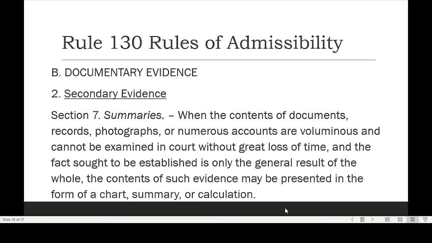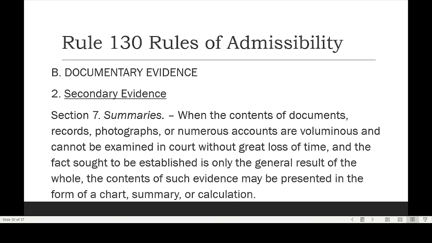So, next is section 7. Summaries. So, this is again another instance of the exception to the original document rule. Okay? When the contents of documents, records, photographs, or numerous accounts are voluminous and cannot be examined in court without great loss of time, and the facts sought to be established are only the general result of the whole, the contents of such evidence may be presented in the form of a chart, summary, or calculation.